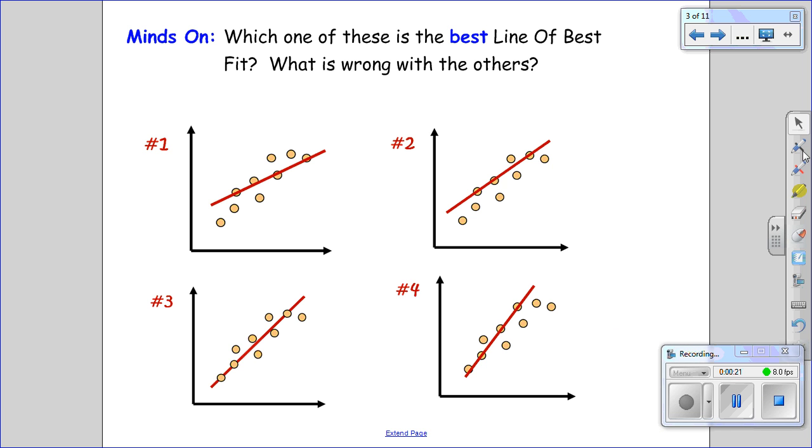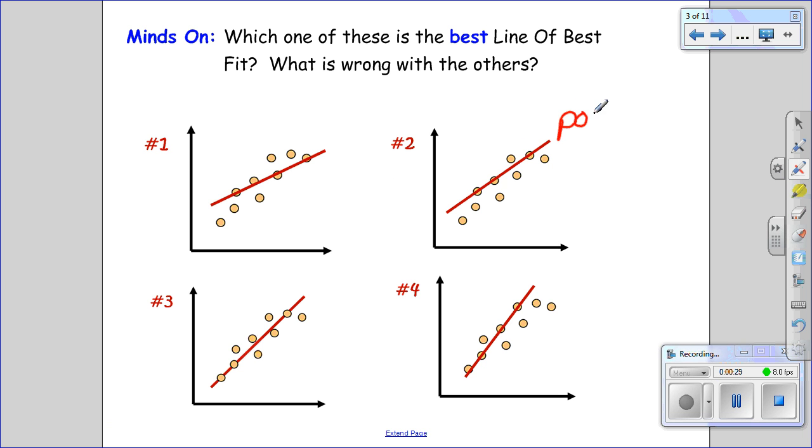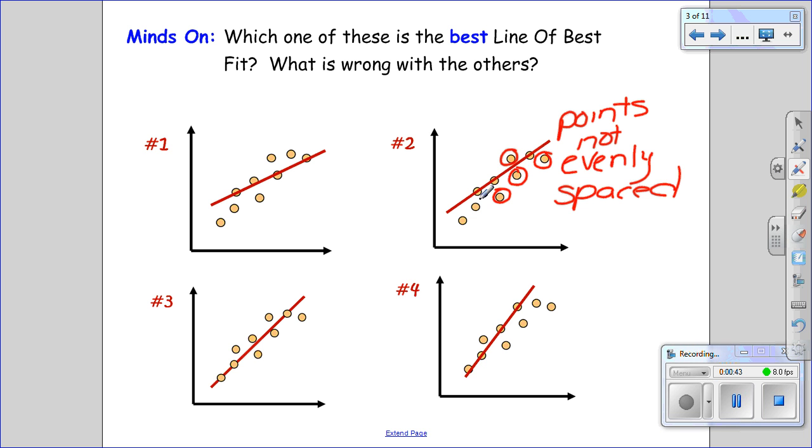We have to be able to identify when it's a good line of best fit and when it's not. If we look at this line of best fit, the points aren't evenly spaced. They're not evenly spaced above and below the line. I've got 1 point above, and here I've got 1, 2, 3, 4, 5 points below. Same issue in graph number 4.